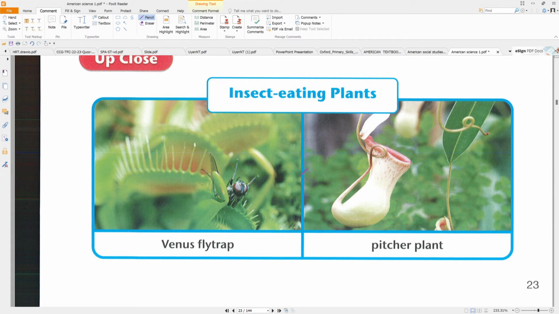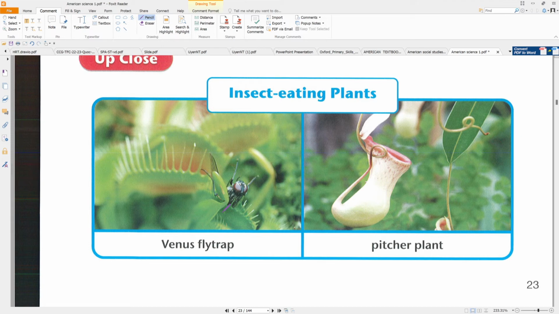Insects eating plants. Oh, this one is very interesting because this one is a Venus flytrap. A Venus flytrap is just like a plant, but it smells like a flower, and when a bug or insect comes to stand on its mouth, it closes and nobody can get out.